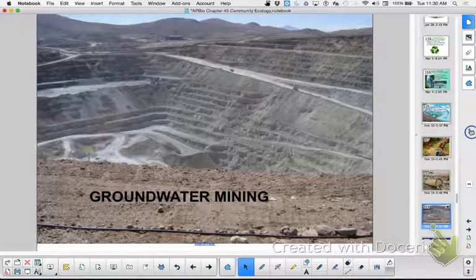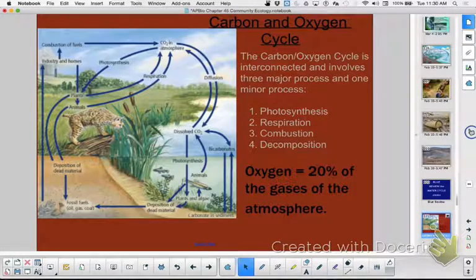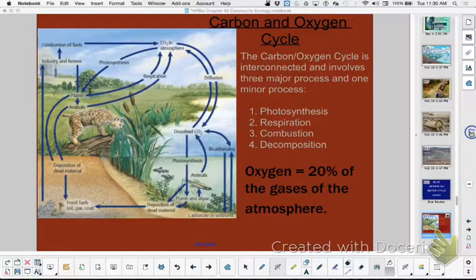All right, so that's your water cycle. We've already done that. So now let's move on to the carbon and oxygen cycle. And Slate, you're going to take care of that, especially if you look here, pay attention to the things that contribute in different ways and how they contribute to your carbon and your oxygen. Go ahead.